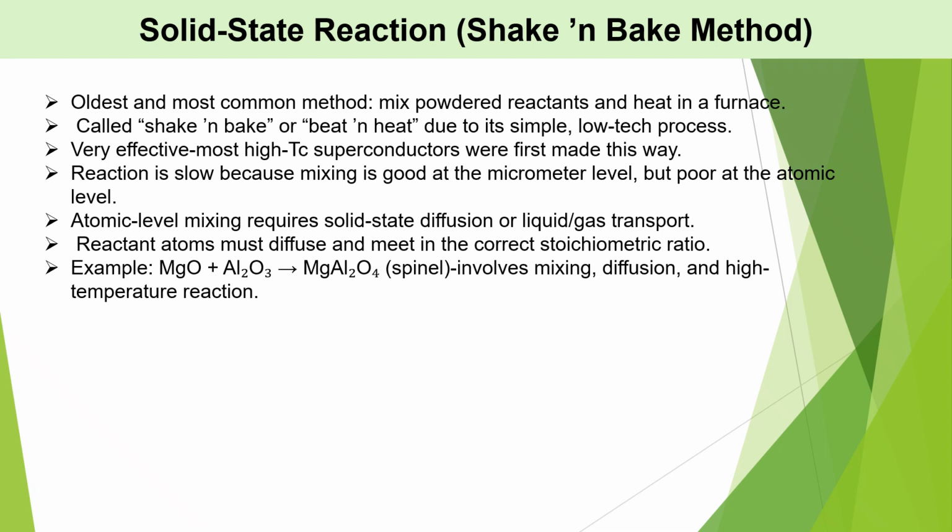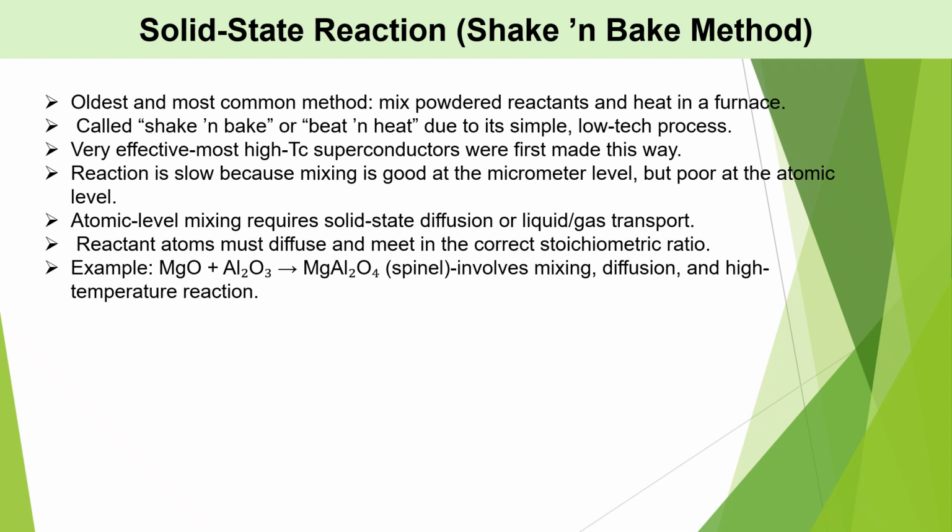I will begin with the traditional high temperature solid state reaction method. This is the oldest, simplest and still most widely used method to produce inorganic solids. In this method, powdered reactants are mixed thoroughly, sometimes pressed into pellets and heated in a furnace for long periods. Because it requires little sophistication, it is sometimes humorously called the shake and bake method or the heat and beat method.